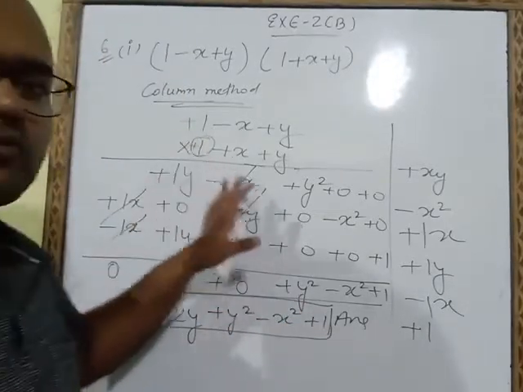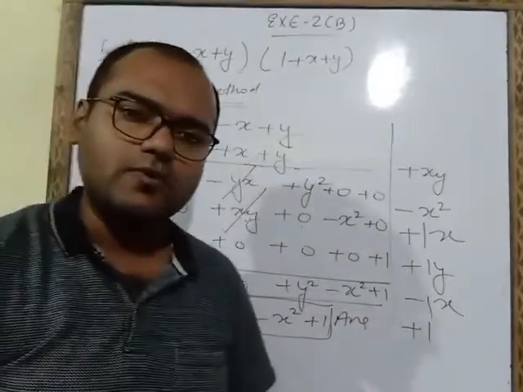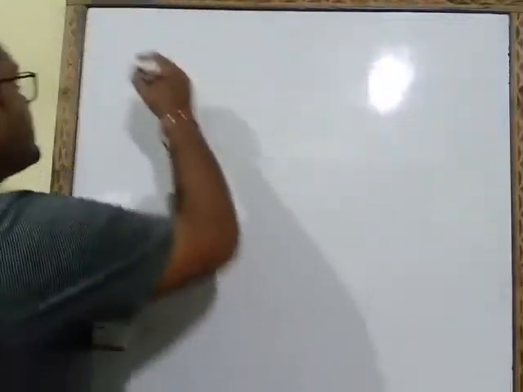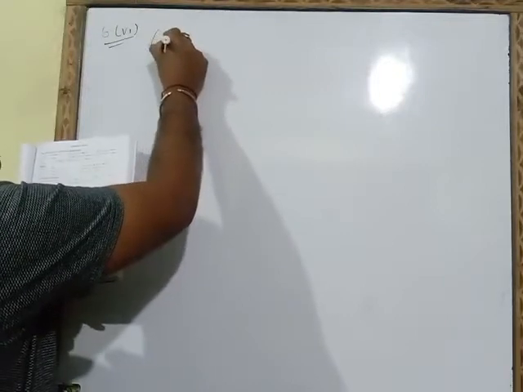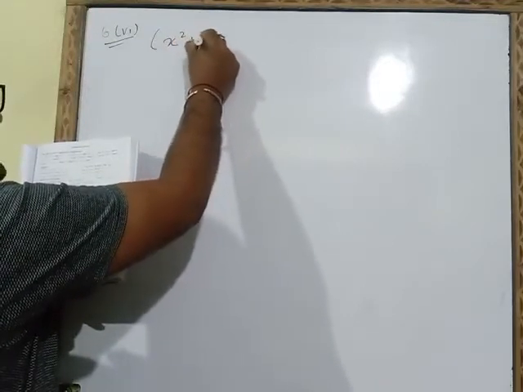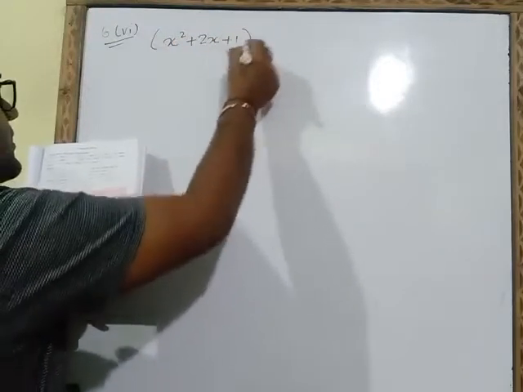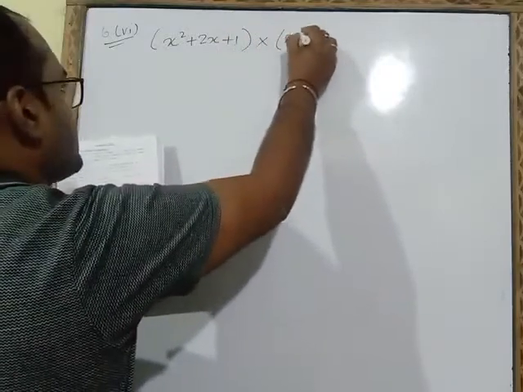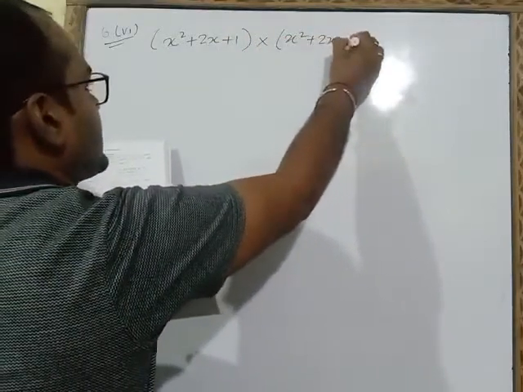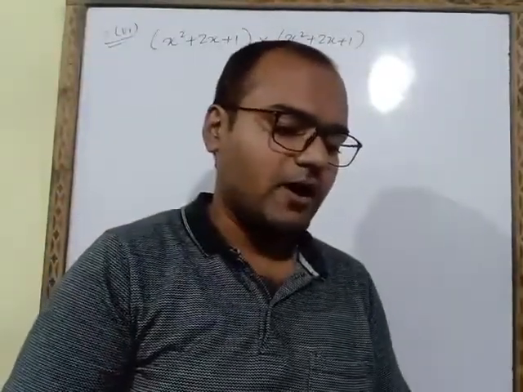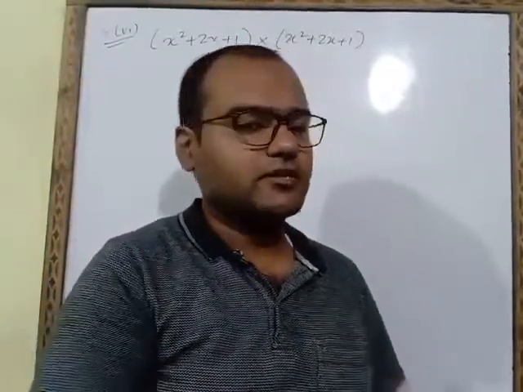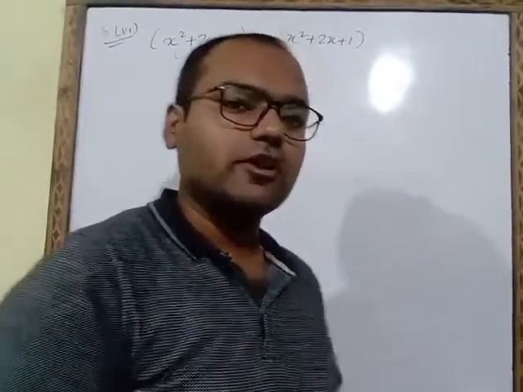So like this we have to do question number 6 first part. Now see question number 6, second part. The question is, you have to multiply x square plus 2x plus 1 by x square plus 2x plus 1. In the first part I explained the column method. This question I will explain with the help of the horizontal method.